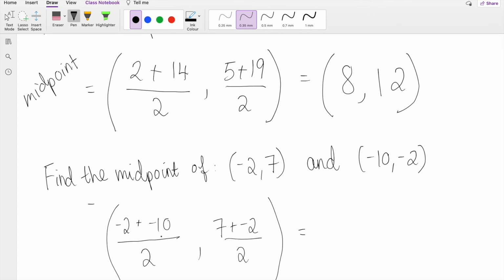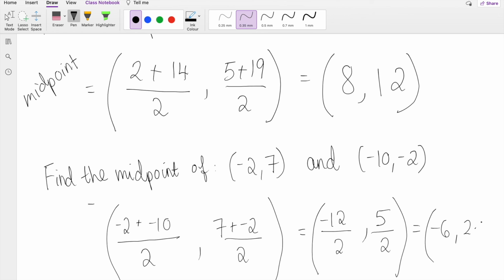Negative 2 add negative 10, that is the same as negative 2 subtract 10. Negative 2 subtract 10 is negative 12, and I'm going to divide that by 2. 7 add negative 2. When you add a negative number, that's the same as subtracting this number. So that's 7 subtract 2, which is 5, divided by 2. I've not finished yet. I need to simplify my fractions. Negative 12 divided by 2 is negative 6, and 5 divided by 2 is going to give us a decimal, 2.5. The midpoint of these 2 points is negative 6, 2.5.